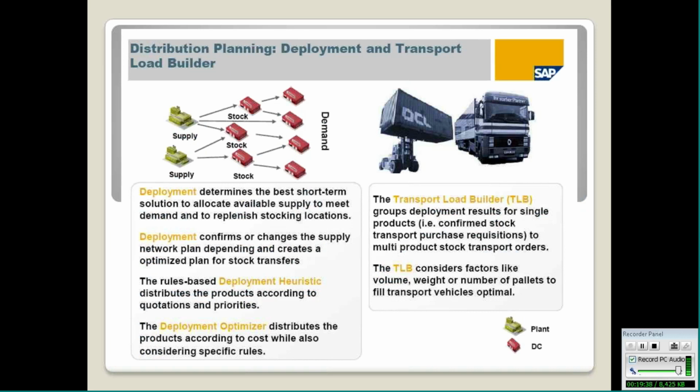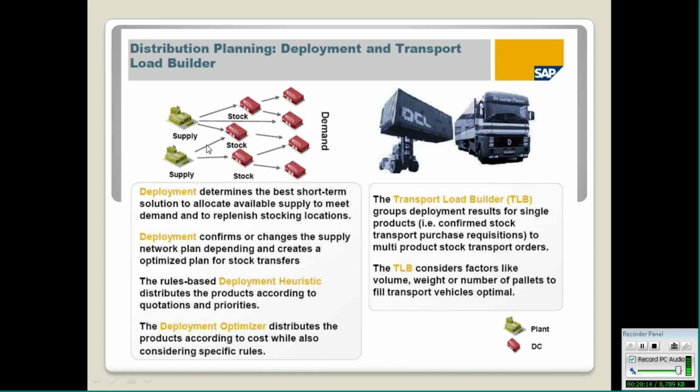The next topic is deployment and transportation load builder, TLB. Based on the planning, in R3 they will do the execution and get stock in the plant. Now how to distribute the stock to our DCs will be taken care of in the deployment. In the deployment also we have the heuristic and optimizer. We can do infinite and here cost-based.